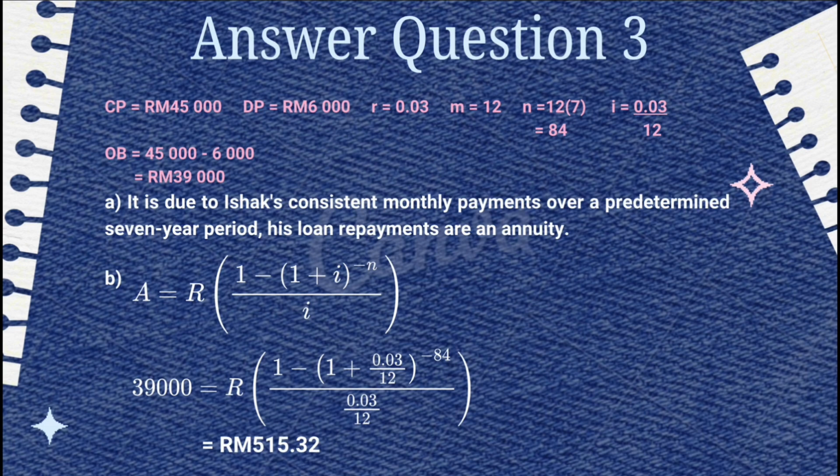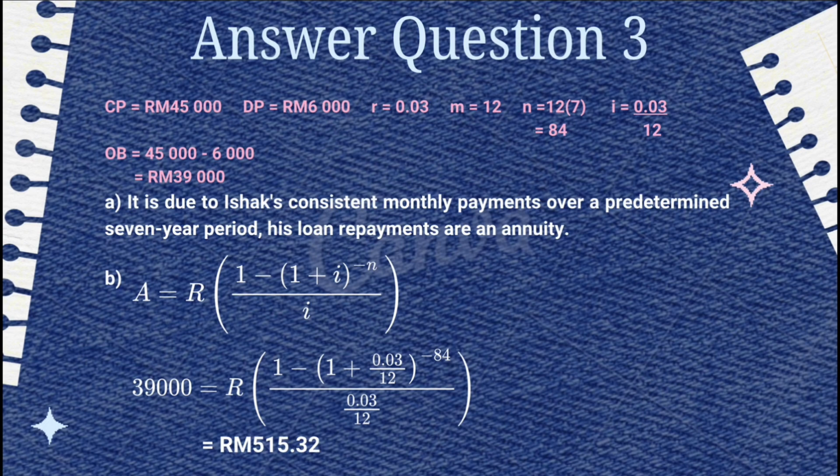After that, the other information given is small letter i, which is the periodic interest rate, 3% compounded monthly. So the 3% needs to be divided by 12 months because it needs to be compounded monthly. Other than that, we know that m is the frequency of conversion. So it is given m equals 12 months.